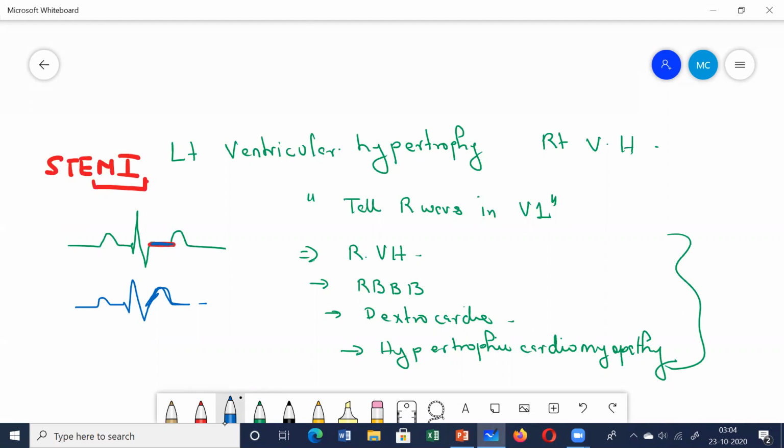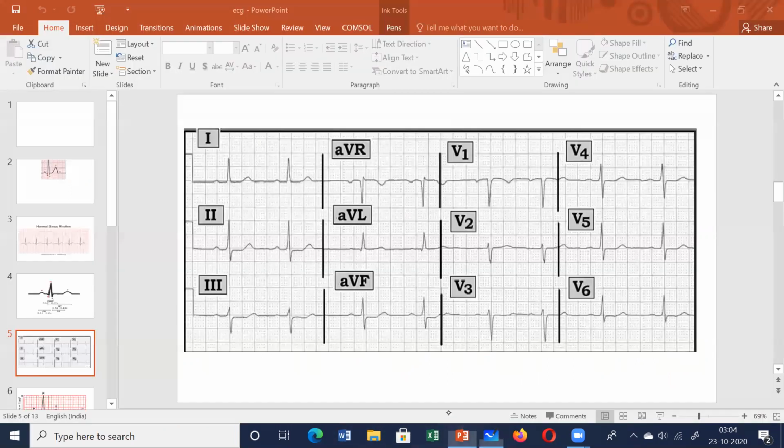This segment can also be depressed at certain times, in case of angina, again in ischemic heart diseases. So this ST segment can become depressed. If a patient has come to you and you find ST segment elevation in all the leads except AVR and V1, only in AVR and V1, then it's normal in those. In the rest of the leads you can find ST segment elevation.